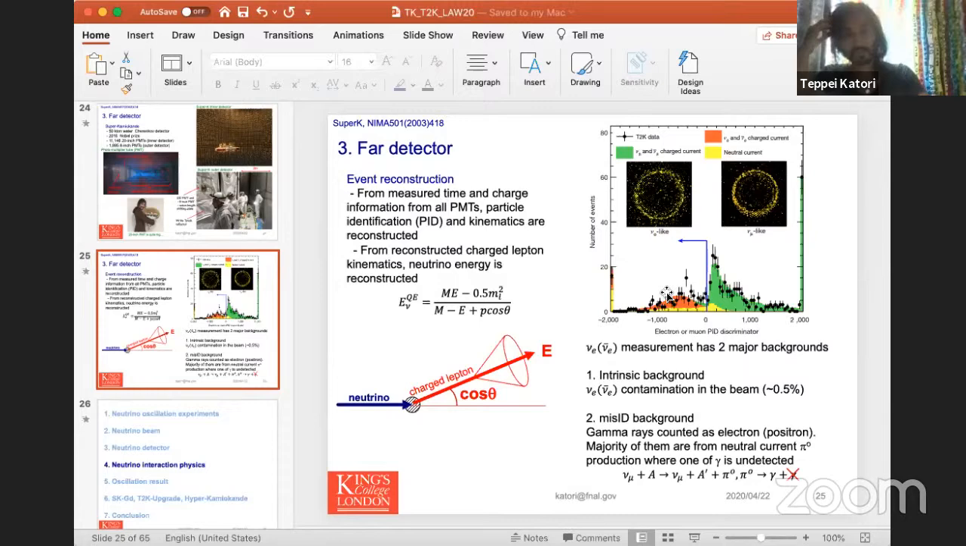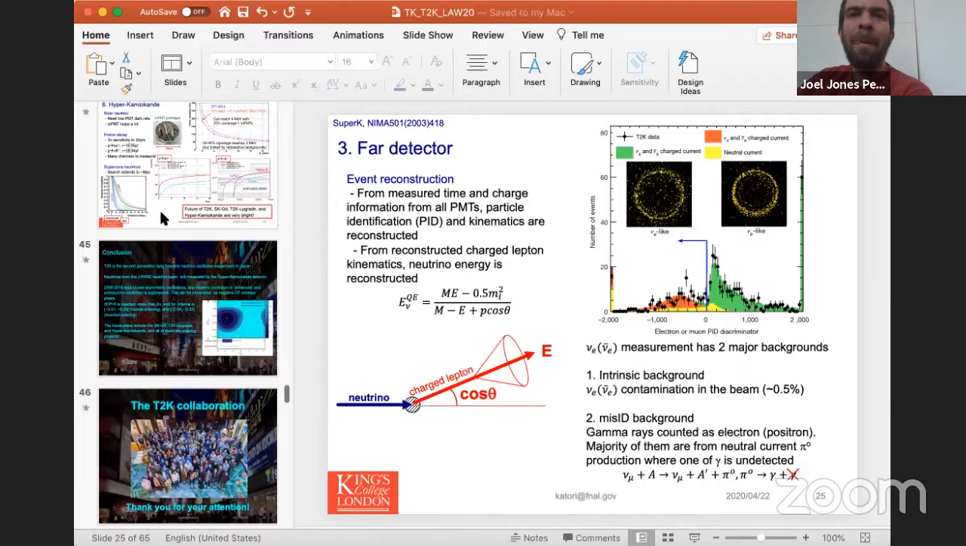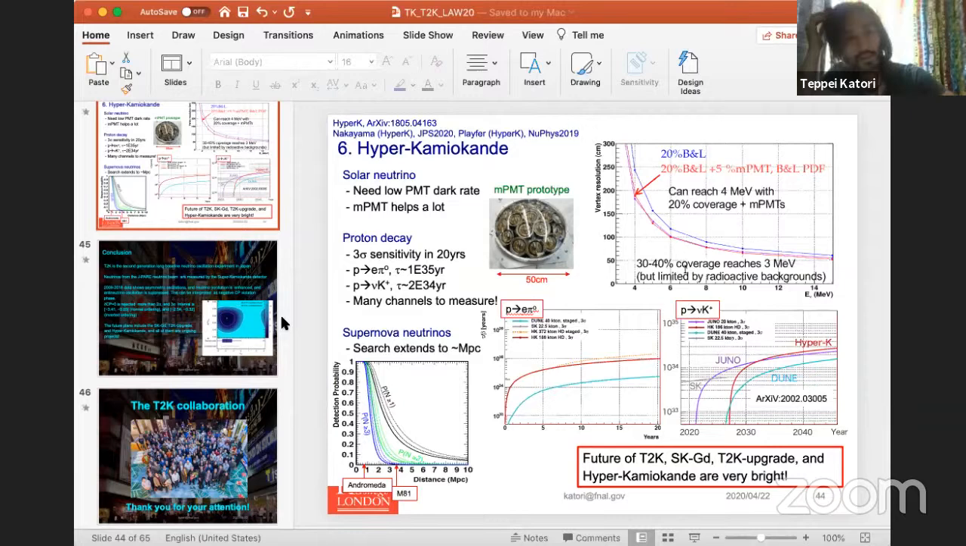Okay, so let's see. Pierre Lazorac is saying, hi Teppei, can you explain the sensitivity SN plot on your last slide? I don't know what the SN, maybe supernova, what's the SN plot? Oh, maybe this one. So what is the question about? The question is, can you explain the sensitivity SN plot on your last slide? Yeah, I didn't explain anything.